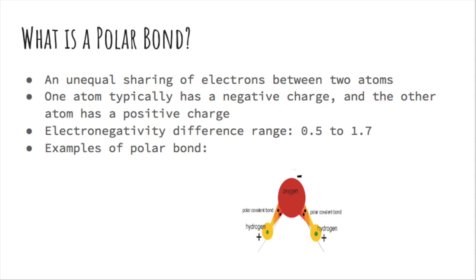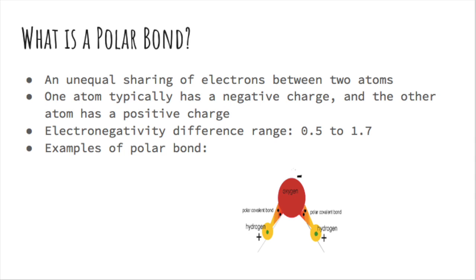Hi, I'm Jess. So what is a polar bond? As stated by Nate, polar bonds are a covalent bond. Also, they are an unequal sharing of electrons between two atoms. In a polar bond, one atom typically has a negative charge and the other atom has a positive charge. For example, water. In water, the atoms oxygen and hydrogen are bonded. In this molecule, oxygen has a negative charge and hydrogen has a positive charge.